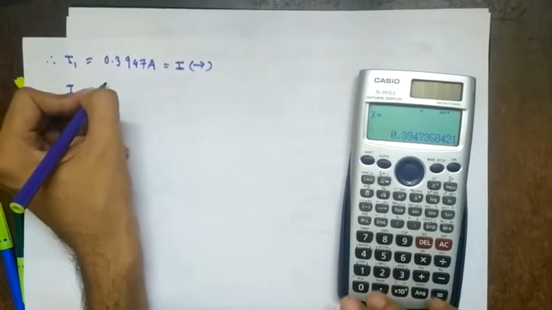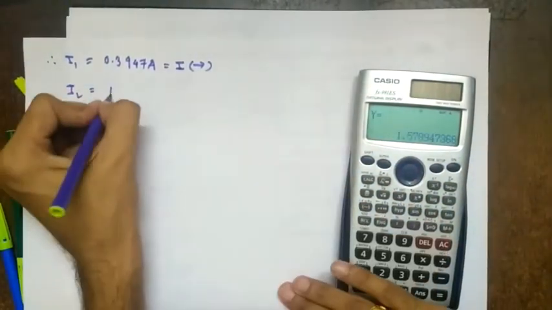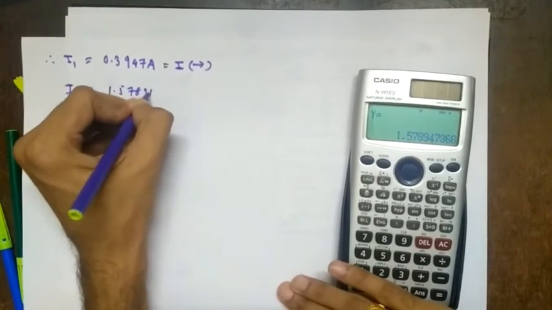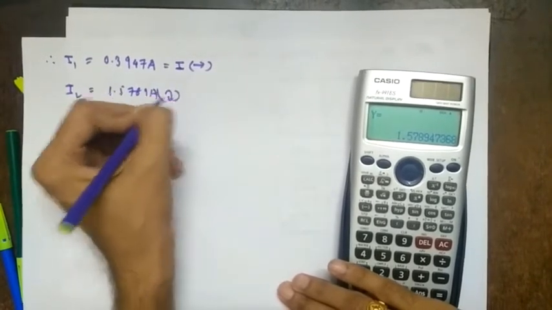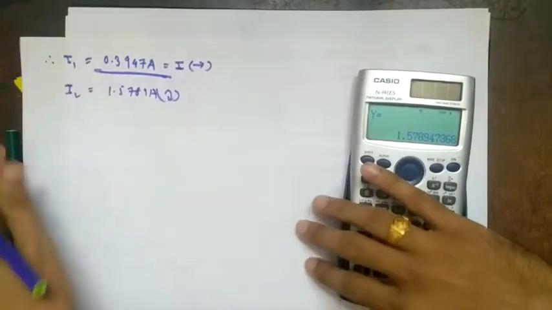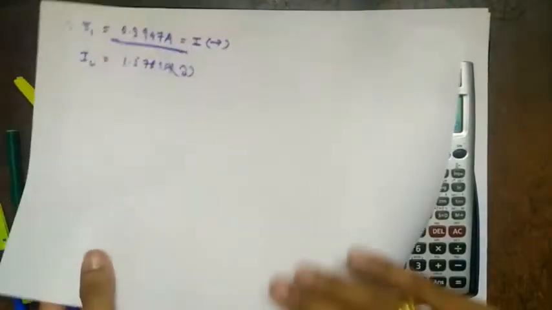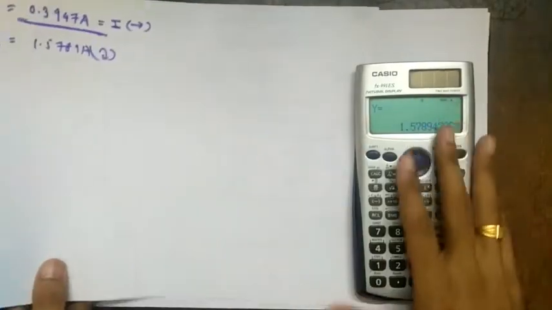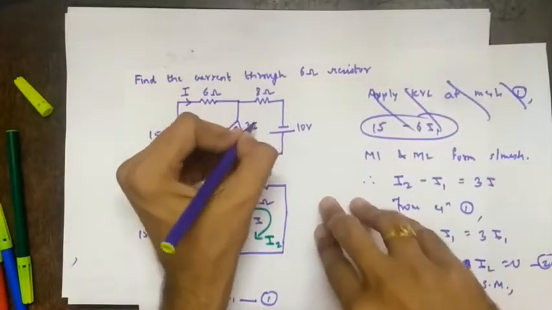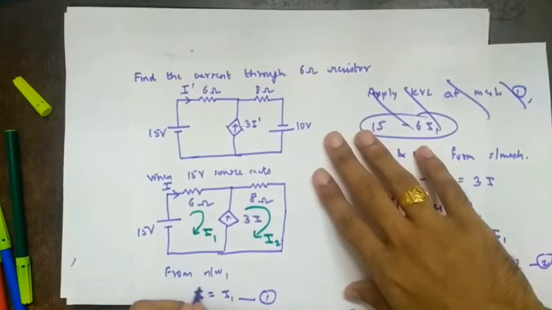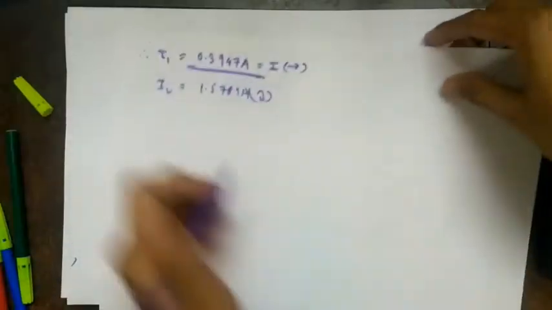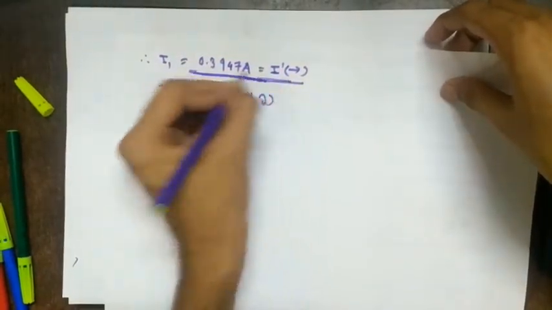So I2, I'll write I2 also. I don't think we need it, but then do 5, 7, 8, 9. Direction is clockwise, right? What is the question? Find current through 6 ohms. That is I, right? So let's say we make it I prime, because that is what we have to find. So this will be I prime. So we have found it.